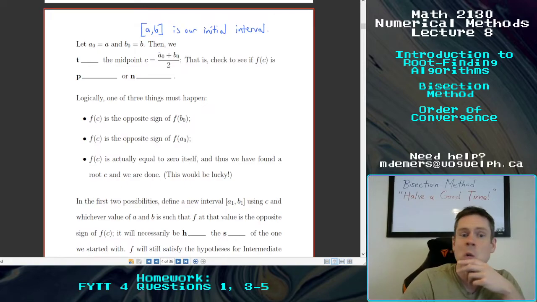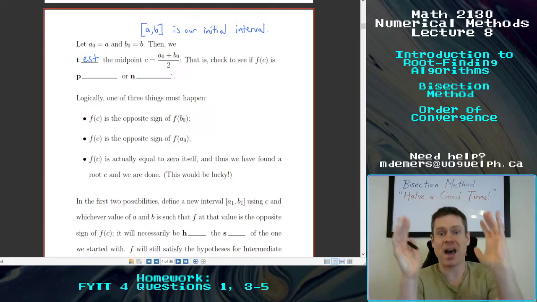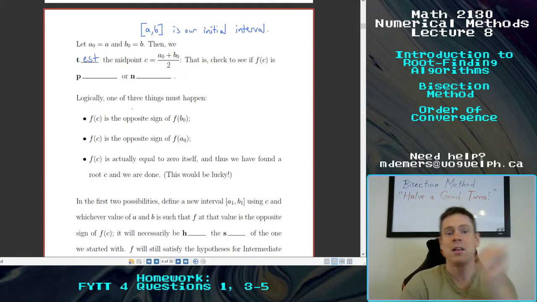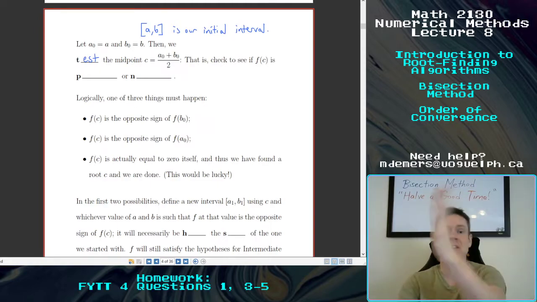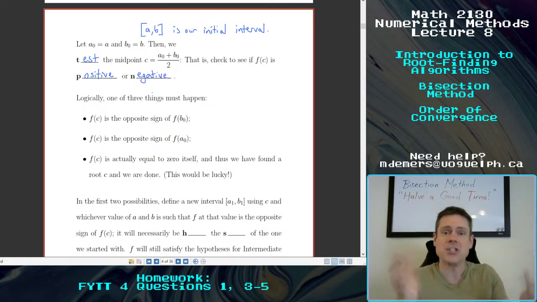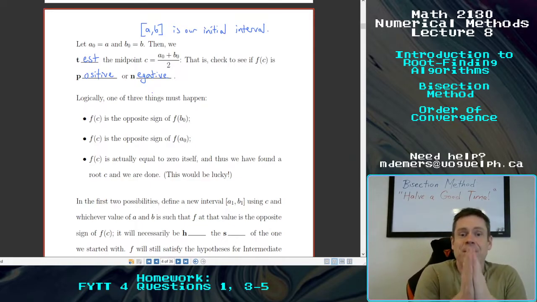And let's see here. What we're going to do is test the midpoint of the two. So the average of the two, c = (a0 + b0)/2. All right, that means we're going to take the midpoint of the initial interval and we're going to check to see if f(c) is positive or negative. There are logically 3 possible things that could happen here. Because the f(c), right, the midpoint of that interval, when you put it into the function, it's got to be either positive, negative, or 0.